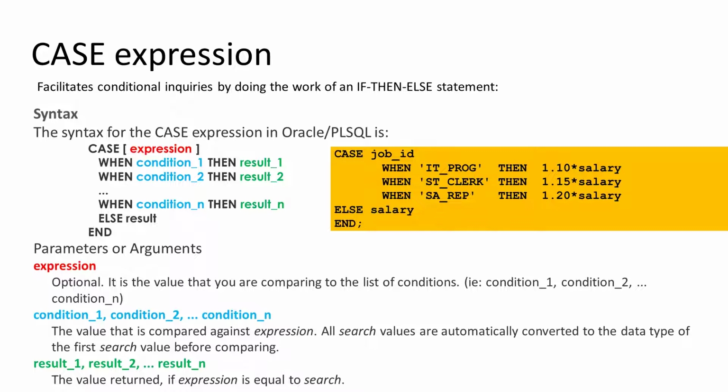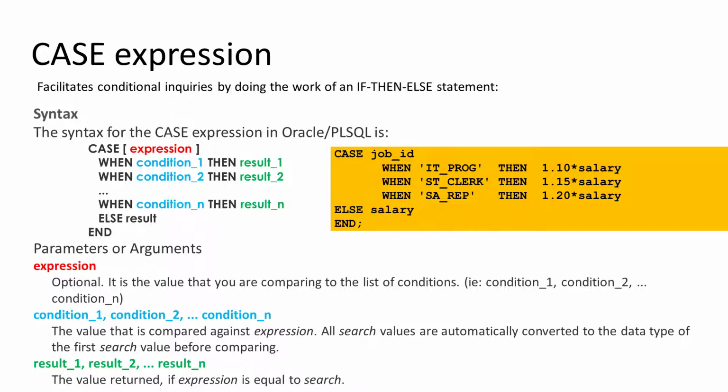So the parameters or arguments for these expressions are, first, expression, here marked in red color. It's optional. It is the value that you are comparing to the list of conditions. Like in the example on the right side, case job ID. So job ID here is the expression. Then condition 1, condition 2, condition n. The value that is compared against expression, like the value IT programmer or store clerk or sales representative, should be compared against the expression job ID field.